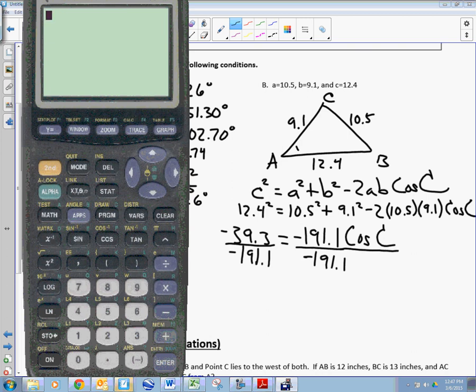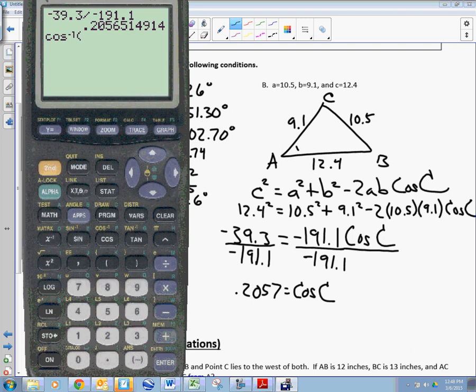And so if I take negative 39.3 divided by negative 191.1, you see I get a positive 0.2057. You tell me, will the angle be acute or obtuse? Acute, because it's positive. If instead of a negative 39.3 it was a positive 39.3, then you would come up with a negative 0.2057, and you get an obtuse angle. So whether it's a negative or positive makes a big difference in your answer.